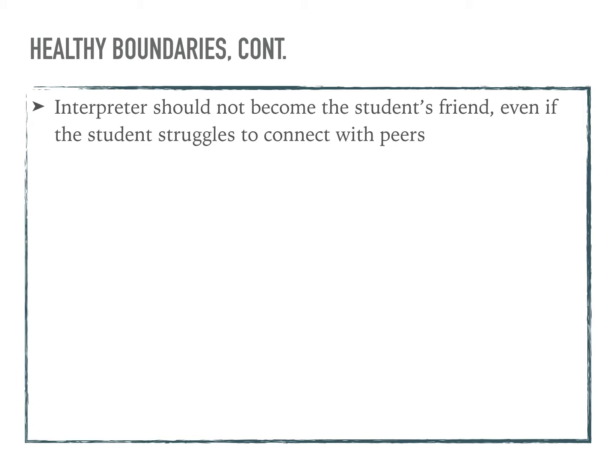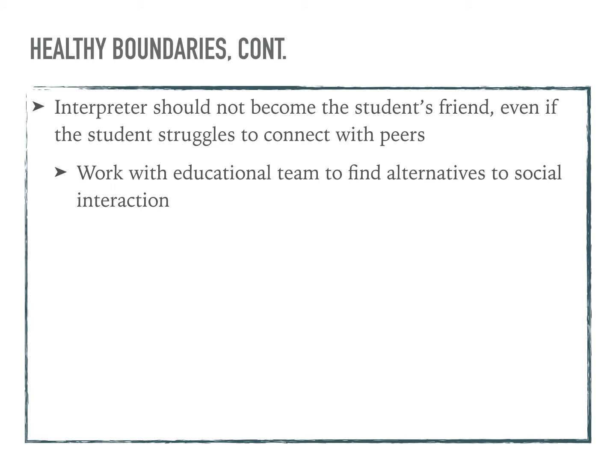The interpreter should also be very careful not to become that student's friend, especially if the student struggles to connect with peers. The interpreter might feel a sense of obligation to be the friend of that student who may not be able to make friends with other students. But if this is the case, the interpreter should work with the rest of the educational team to help find alternatives to social interaction. If the students can't make friends in whatever situation currently exists in the school, try to come up with other ways that that student can make friends.